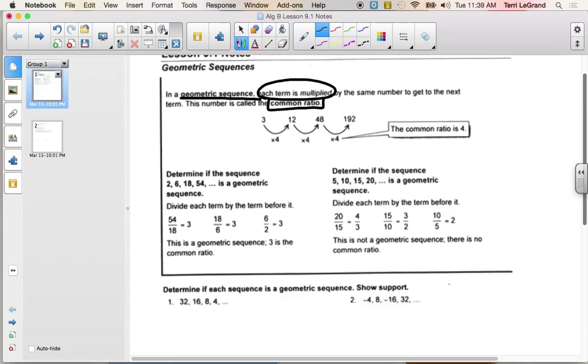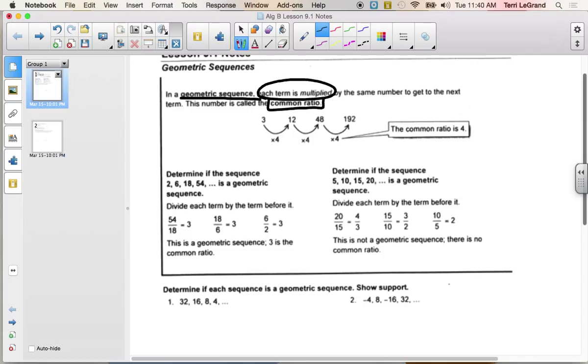Okay? So we have this first one here, determine if the sequence 2, 6, 18, 54 is a geometric sequence. Well, if you look at it and you're like, well, I can't tell what you multiplied by, how could you figure out what the multiplier is? Divide the first number by the second number, or vice versa. You just do a division problem. You take the second term divided by the first term.